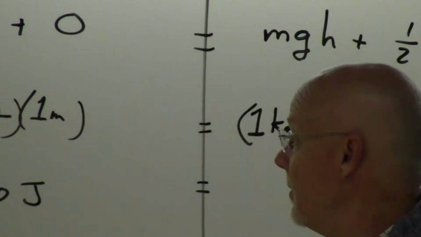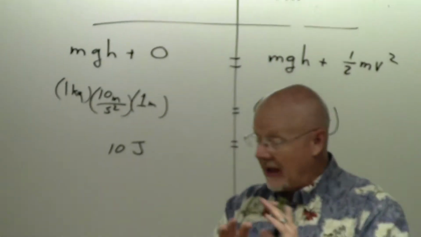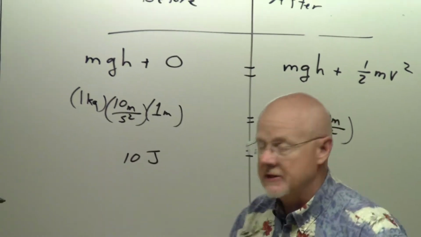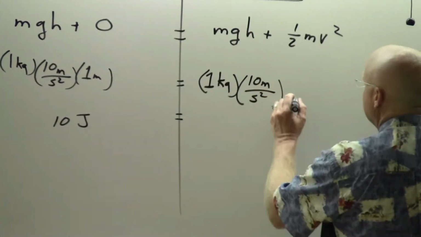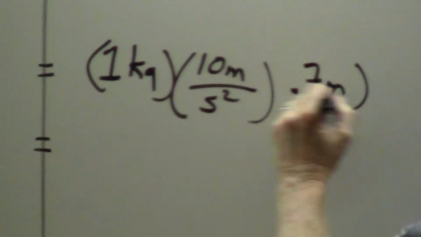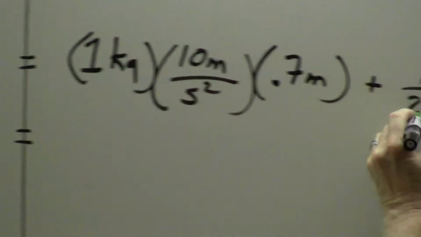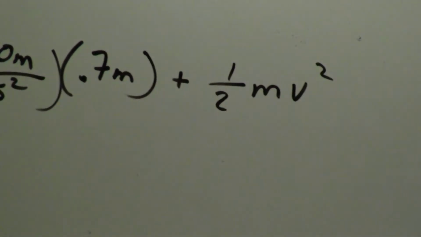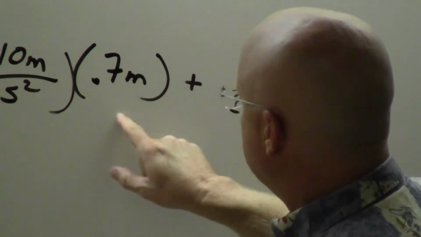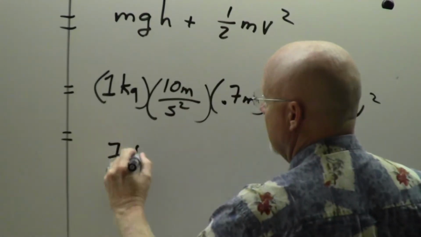fell. And so the 0.3 is how far it fell, but that's not the number I want when I calculate its gravitational potential energy. So this needs to be a 0.7 here. In fact, if I do the arithmetic here, you'll see that this comes out to be 7 joules.